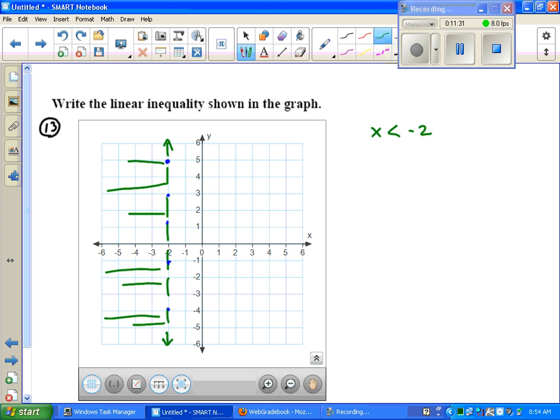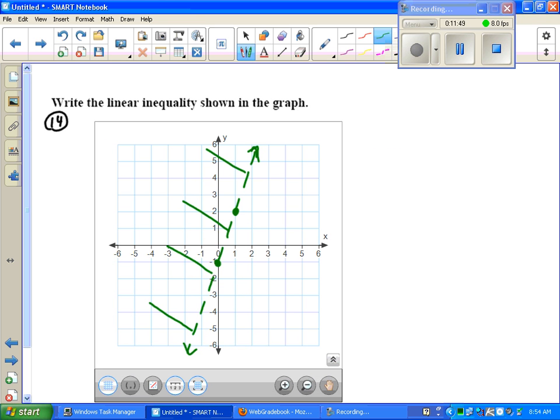Horizontal and vertical lines are very, very easy to determine. And it's just less than since it's a dashed line. It's not or equal to, and it's less than -2, and that's all you have to do for that one. x is less than -2. And then number 14 was the third one where you couldn't really see the shading.